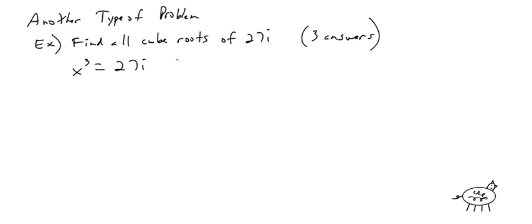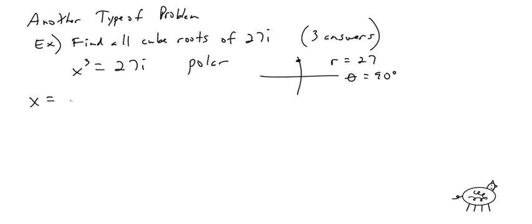So, of course, we need to write it in polar, as we always do. So 27i is up here. So r equals 27. Theta is 90. Okay, that's pretty easy. So we're going to say x is equal to 27 cis 90, and that's to the 1/3 power. All right, then we're going to apply de Moivre's theorem. That's easy. 27 to the 1/3 is 3, so this is my first answer. So it's 3 cis, and it's 90 times 1/3, which is 30 degrees.